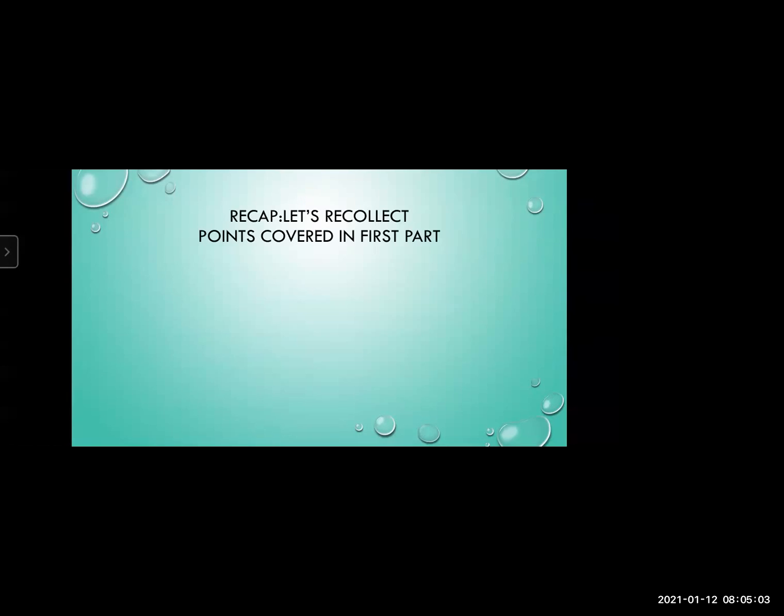Let's recollect what we have studied in the last session. What points we have covered in our first part. Perpendicular line. Can anyone tell me what you mean by a perpendicular line? Anyone? Okay. A perpendicular line is the line which meets the other line, that means intersects the other line, at 90 degrees.